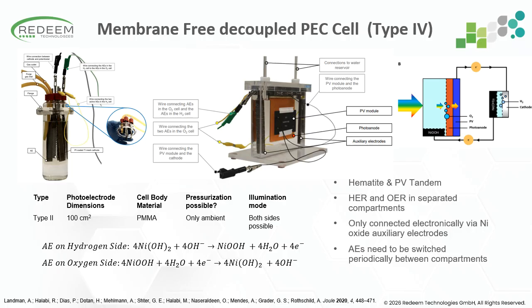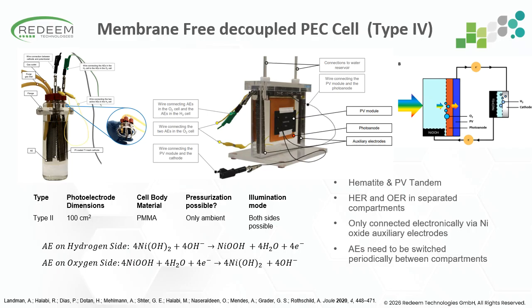However, this comes at the cost of significantly increased system complexity. So the auxiliary electrodes have a finite charge storage capacity, and therefore they must be periodically switched between the hydrogen and oxygen compartments to regenerate their oxidation state.